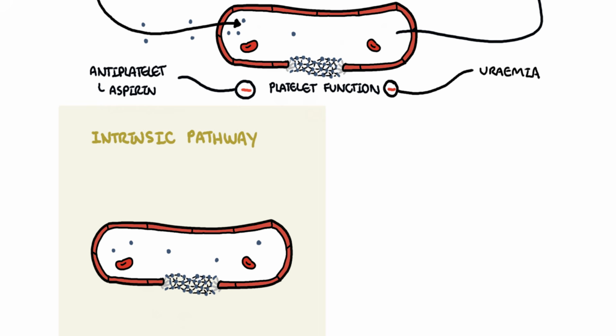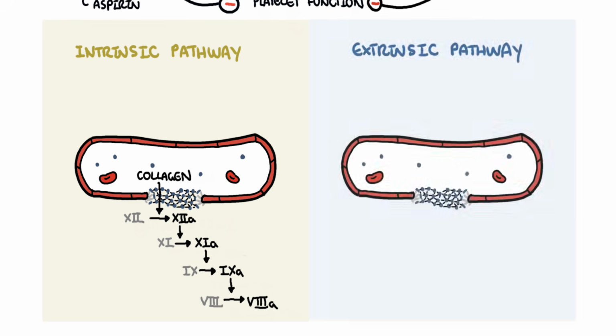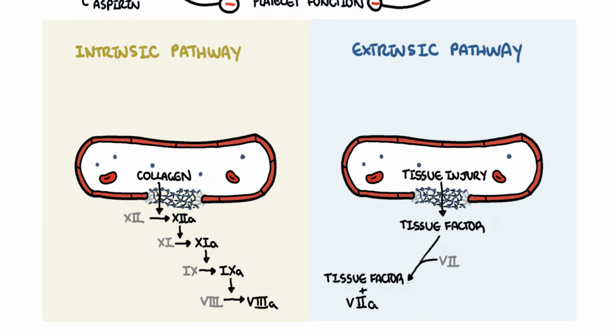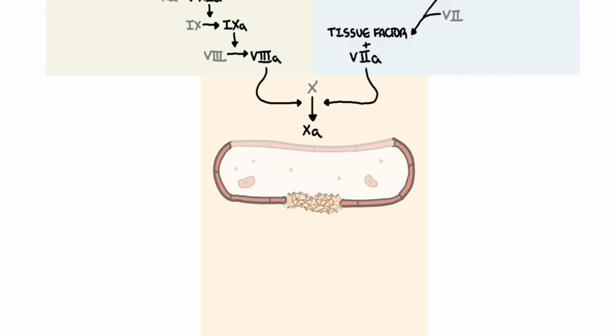Here you have the intrinsic pathway, and here it begins with factor 12, which in turn activates factor 11, 9, and then 8. The extrinsic pathway, following the platelet plug formation, tissue injury causes expression of tissue factor, which together with factor 7, 7A, will activate many molecules of factor 10 to become 10A. The intrinsic and extrinsic pathway activate factor 10, which is the beginning of the common pathway.